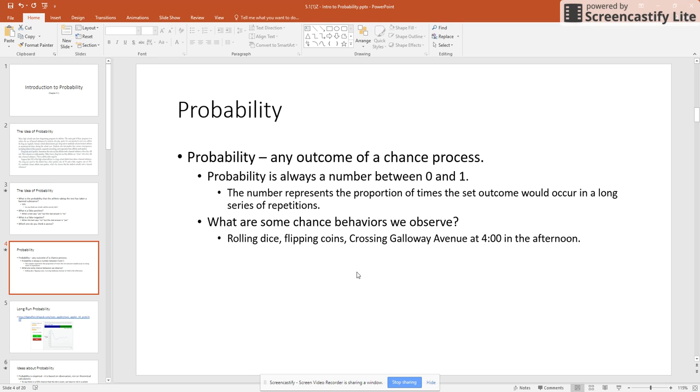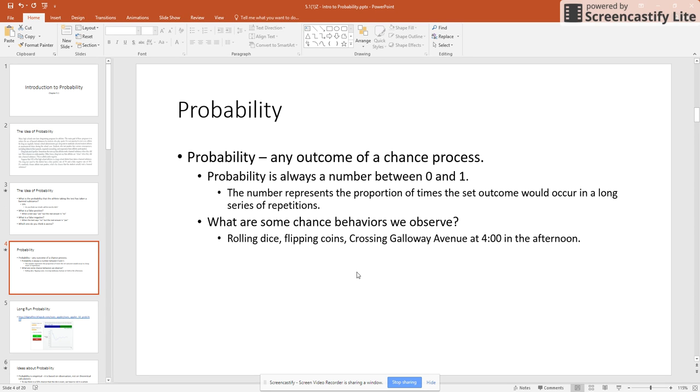The number that you get there, like 0.35 or 0.67, represents the proportion of times we're going to see that outcome over a long period of time. Remember, probability can be predicted over a long period of time. We can start to see a pattern. For instance, the probability of you flipping a coin and getting heads would be 0.5 or 50%, because there are only two options, and I want heads, which is one of those options. And again, that's over a long series of repetitions.